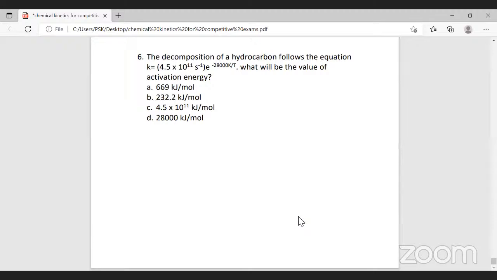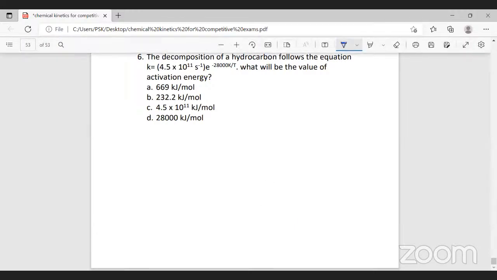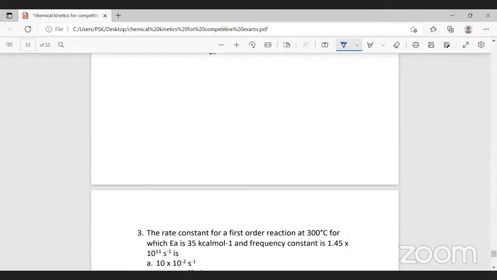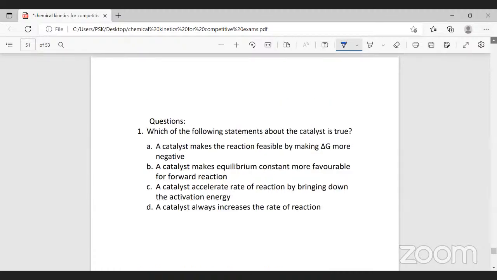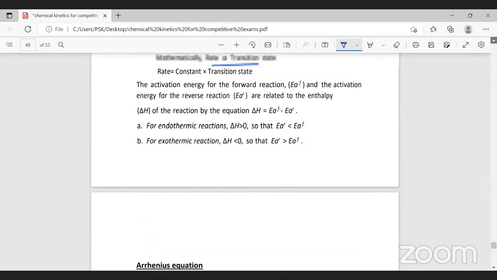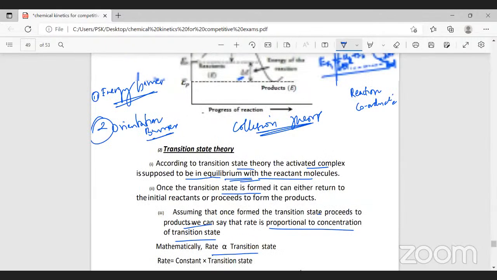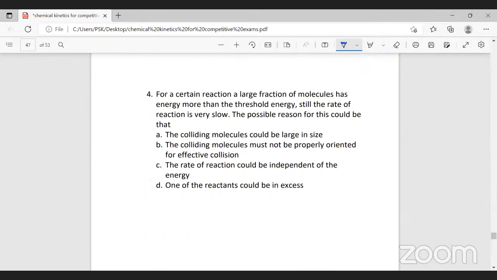Now we will learn some of the questions here. The first question: which of the following statements about the catalyst is true? One more point I should tell you. I forgot to tell you the effect of catalyst. That is also an important question for your 12th standard. Only now, based on the question, I'm remembering. I will tell you the effect of catalyst on the rate of a reaction.